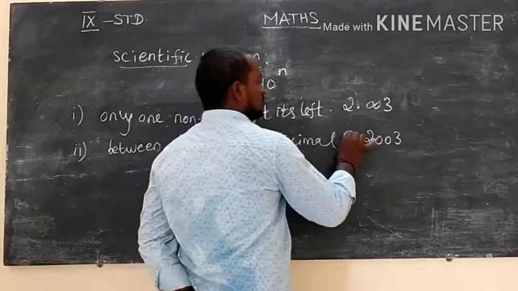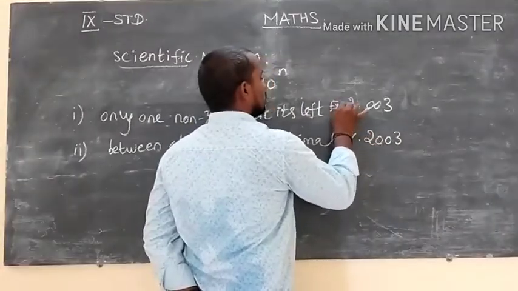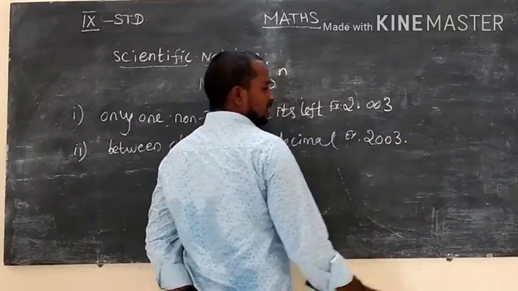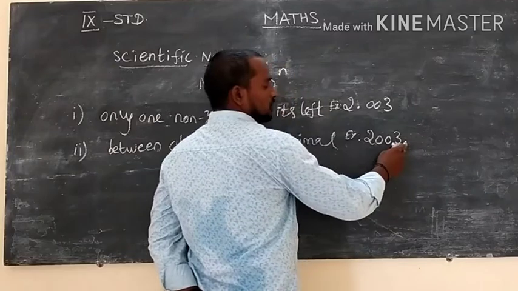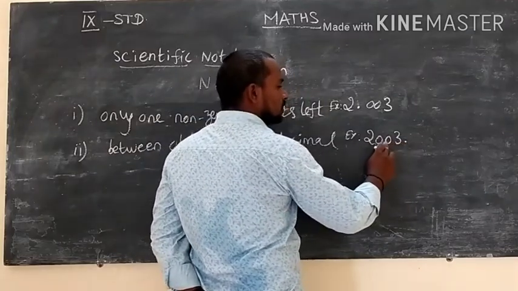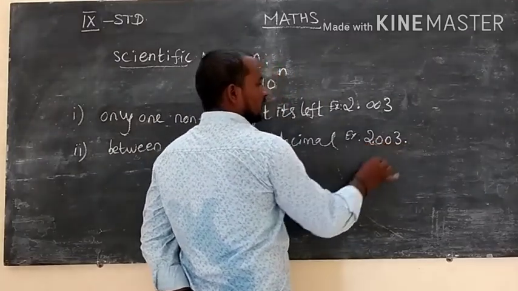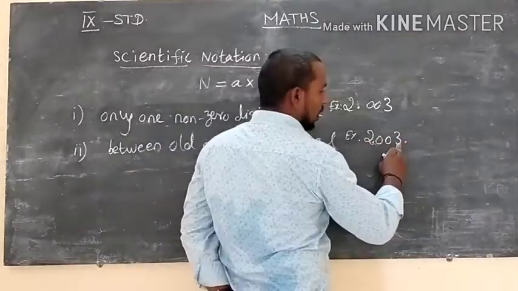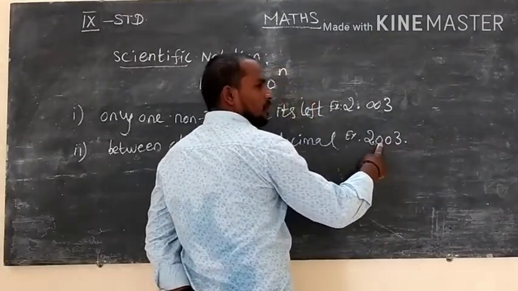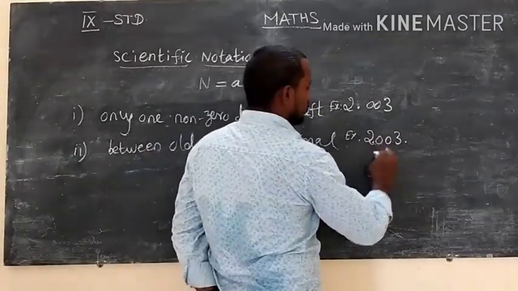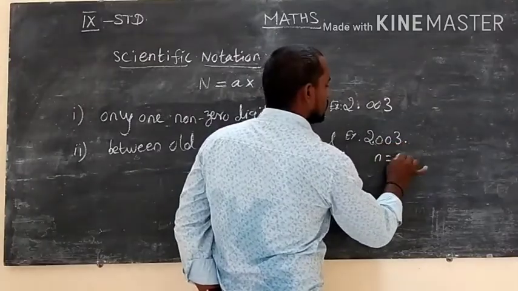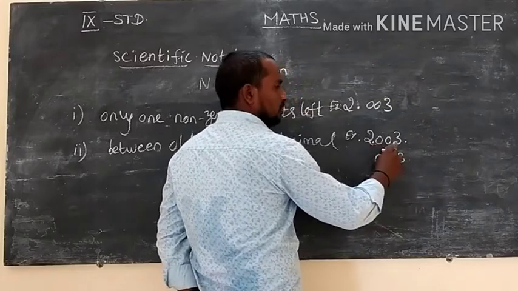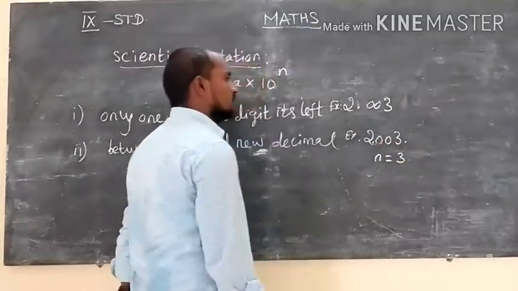Suppose 2003 is given. This is an example. In 2003, the decimal is at the last number, so we move it from right to left: 1, 2, 3. This is the old decimal and this is the new decimal. Between them you have 1, 2, 3, so n is equal to 3.